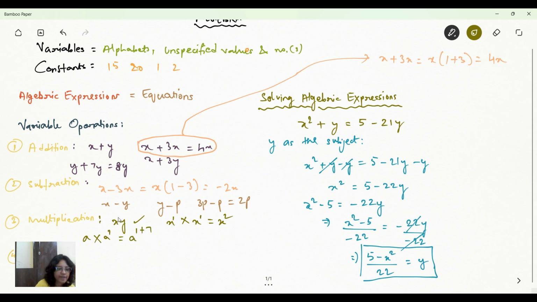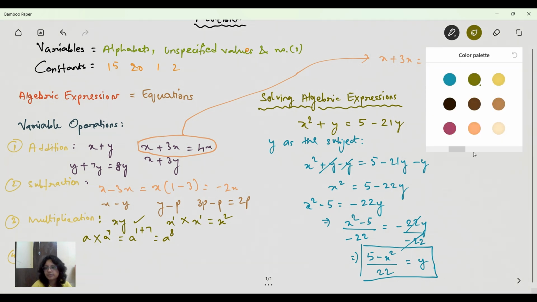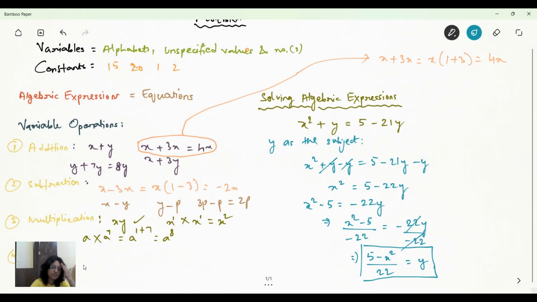In case of x and y, why did it not happen? Because the base was different. This addition of powers occurs only when the base is the same. Now coming to the last one, that is division. Suppose we are dividing one variable, let's say x, by y. We can very well do it. Suppose you are dividing x squared by x. Yes. So here in division, what happens to the powers?